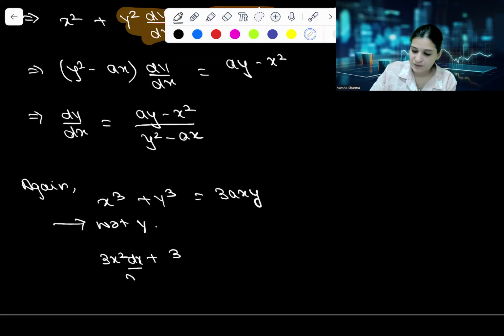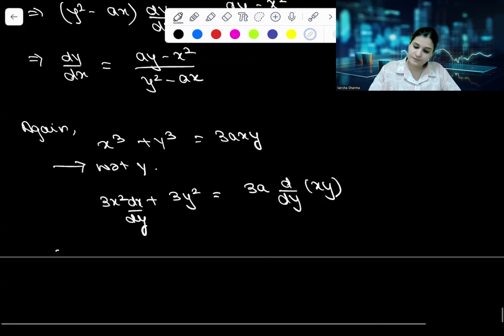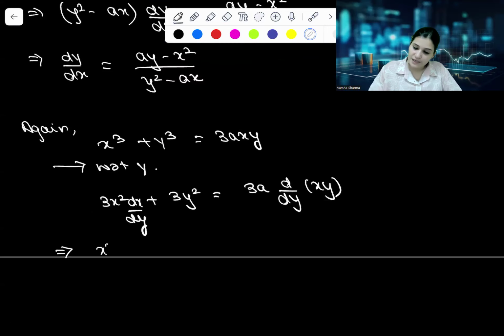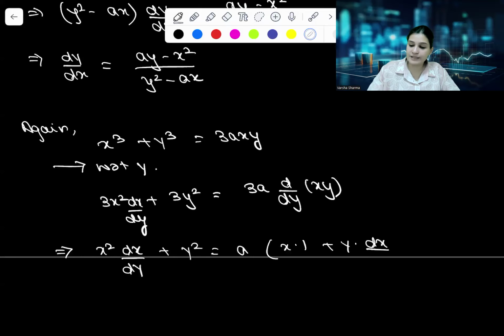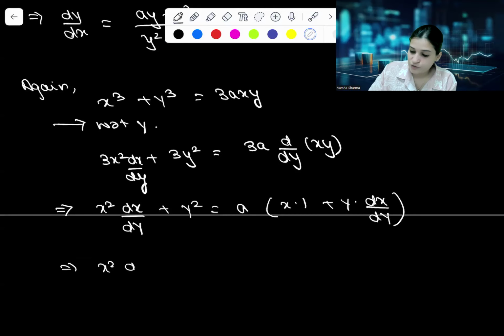Y cube gives 3y square. On the right side, 3a stays, and we have to apply the product rule here. 3 goes away. x squared dx by dy plus y square equals a, leaving x times 1, leaving y times dx by dy. Opening the bracket, x squared dx by dy plus y square equals ax plus ay dx by dy.